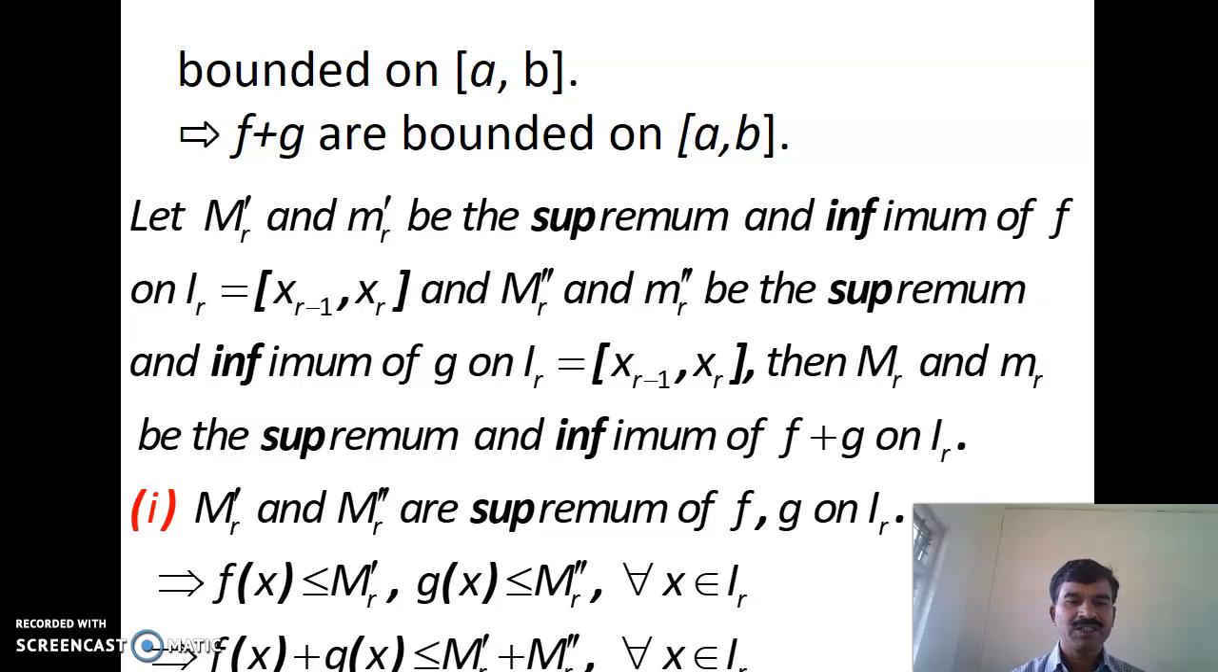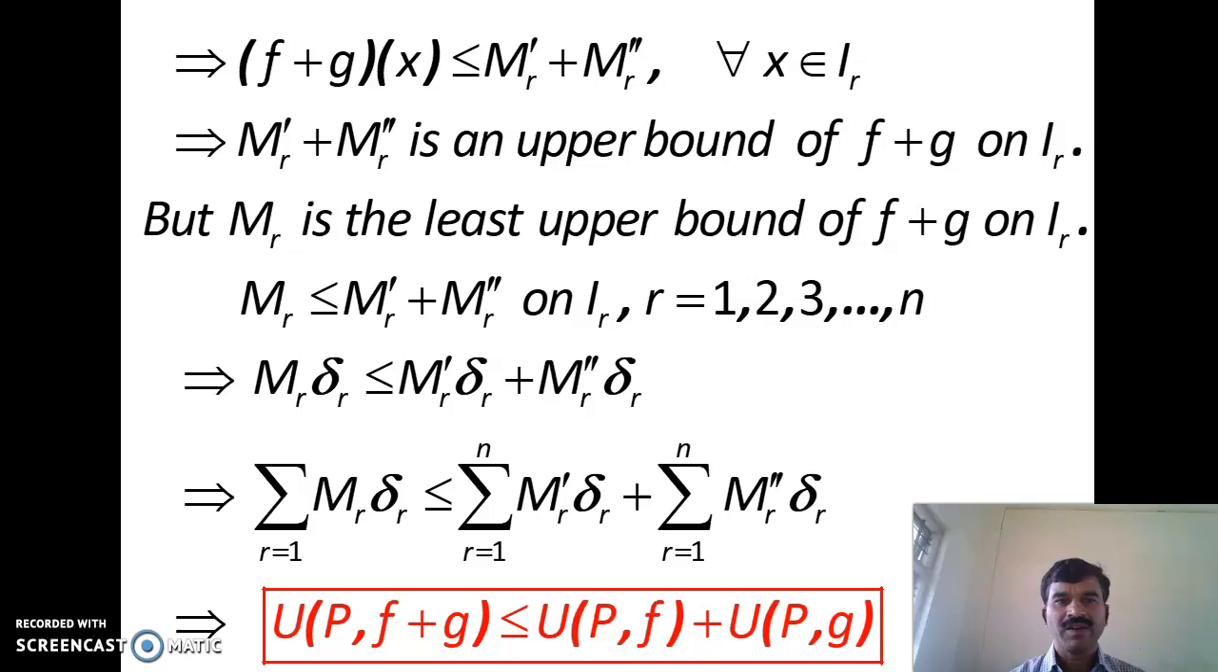We have that, first, M_r' and M_r'' are the suprema of f and g on the subinterval. Then f(x) is less than or equal to M_r', and g(x) is also less than or equal to M_r'' for all x belonging to the subinterval I_r. Taking the sum, f(x) plus g(x) is less than or equal to M_r' plus M_r'' for all x.